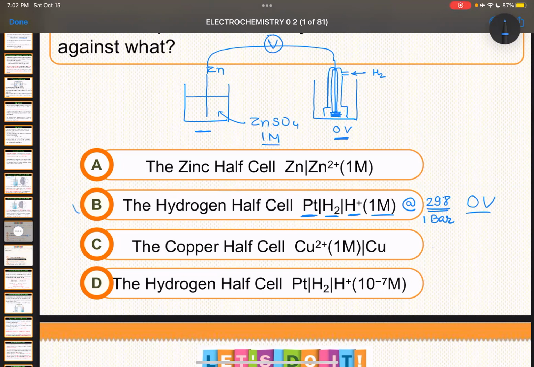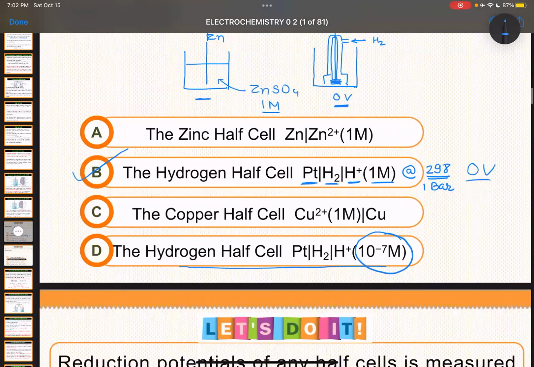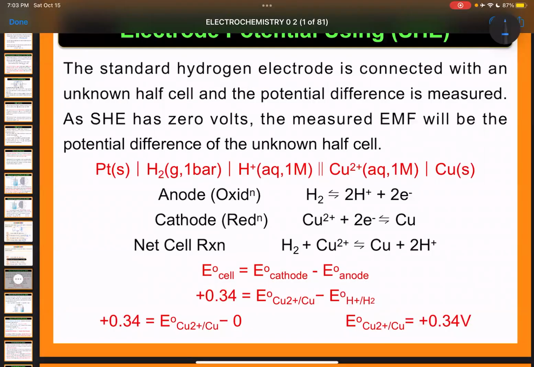So this is the hydrogen half cell. It is nothing but the standard hydrogen electrode. The hydrogen half cell is this also, but this is not going to be the answer. Why do you think that this is not going to be the answer? It is because these are not the standard condition. This is 10 to the power minus 7 moles, right? Is it clear? So you need to take the standard condition.